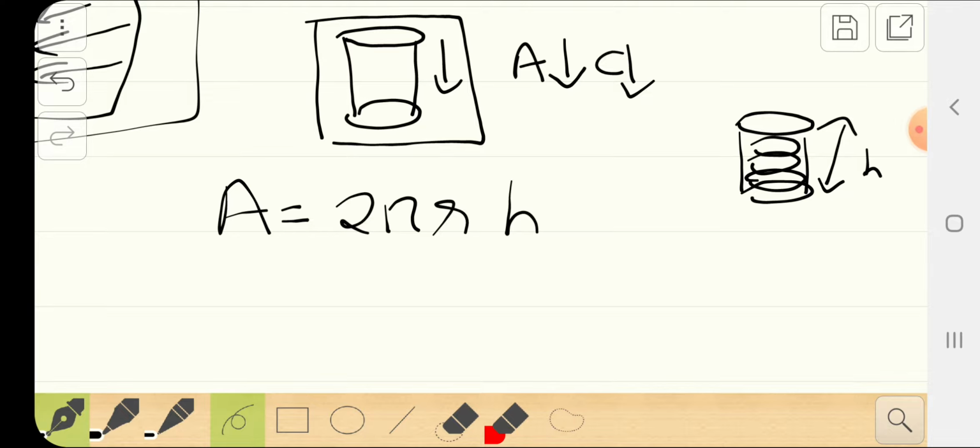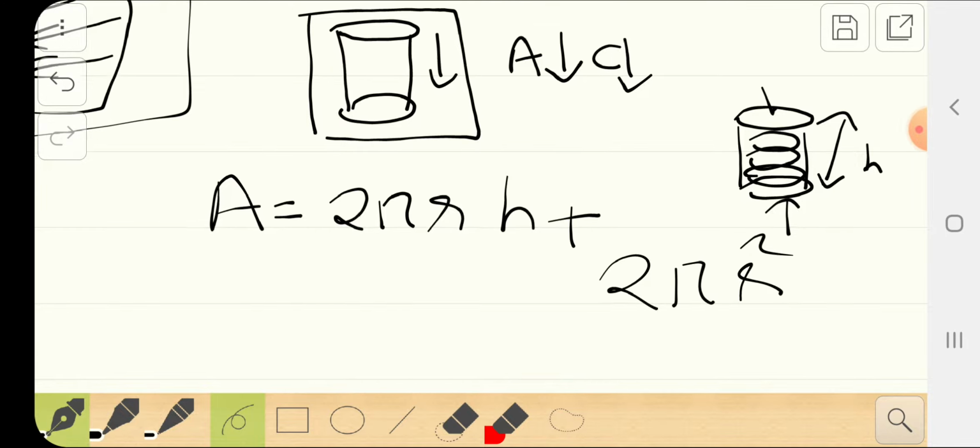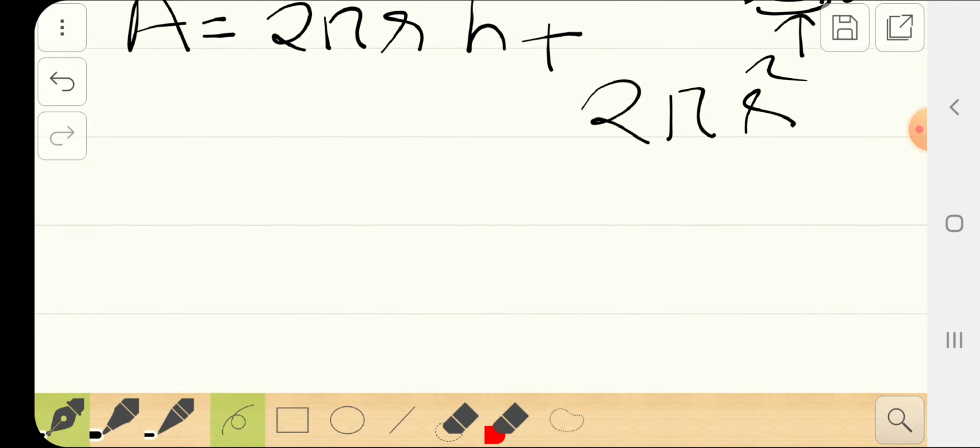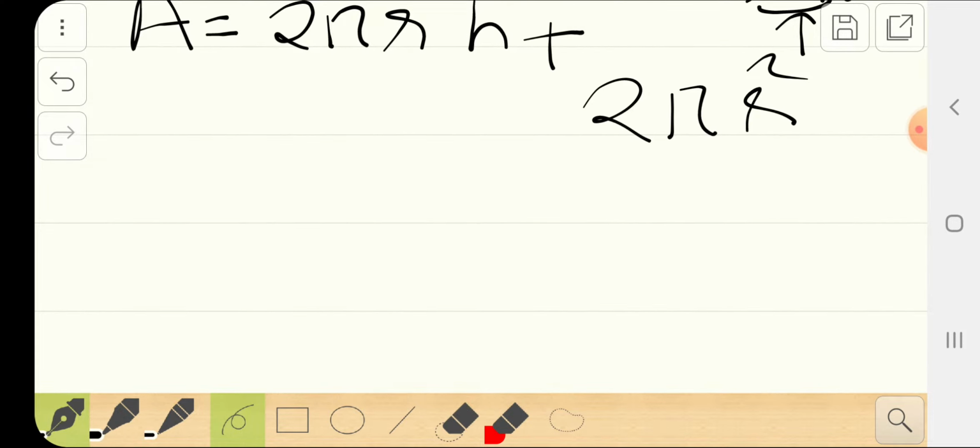Okay, now plus there is this surface, right? This surface and this surface. So both surfaces are pi r square areas. So that's 2 pi r square. So that's how you get the surface area of the cylinder.